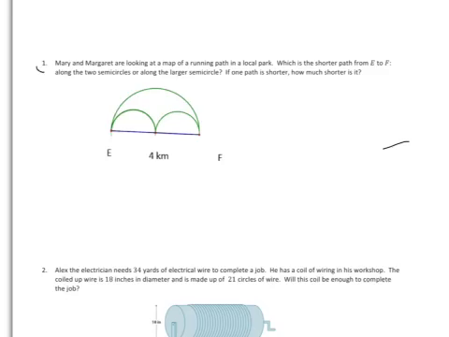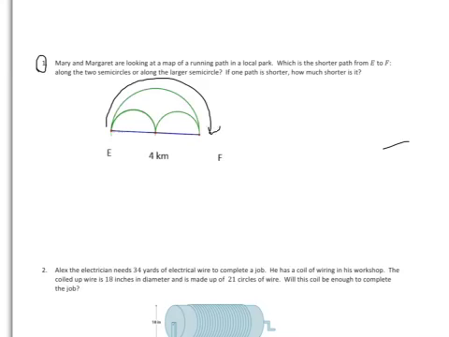This first question says, Mary and Margaret were looking at a map of a running path in a local park. Which is shorter from E to F, along the two semicircles or along the larger semicircle? If one path is shorter, how much shorter is it? So the first thing we're going to look at is the distance between E to F going along the semicircle.